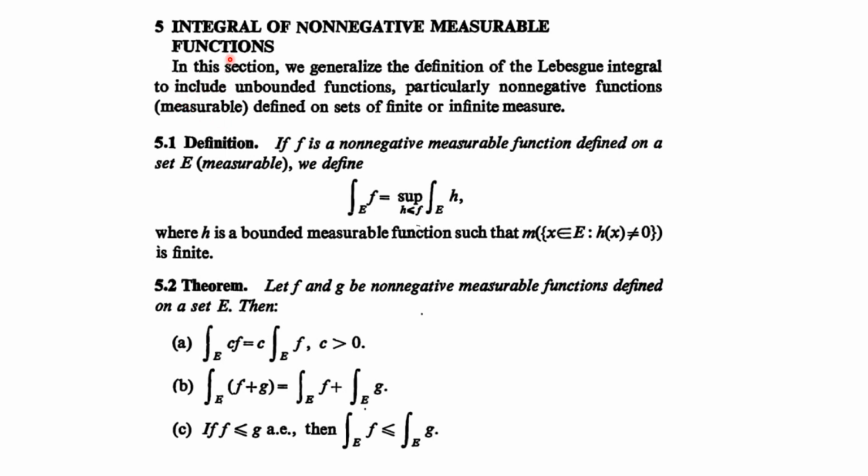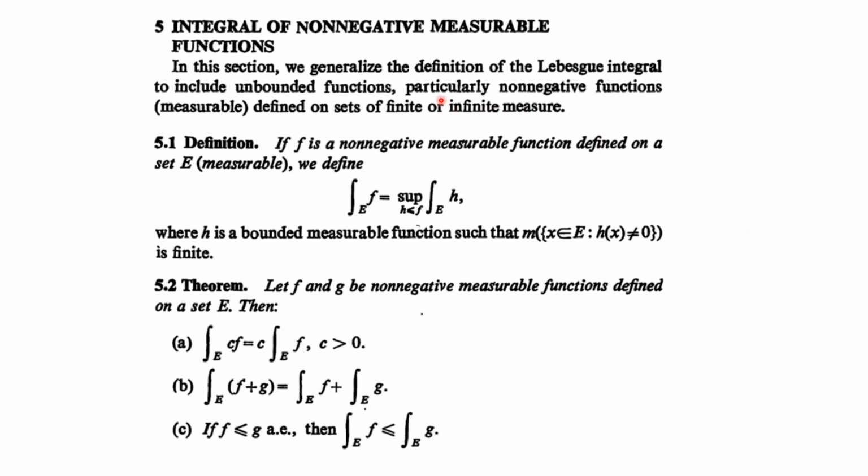So today we are doing integral of non-negative measurable functions. In this section we generalize the definition of Lebesgue integral to include unbounded functions, but in particular non-negative. So one side bound is given to us, that our function is always greater than or equal to 0, but the other side bound is not given to us, that may be unbounded.